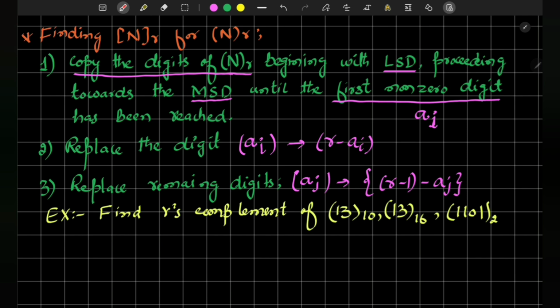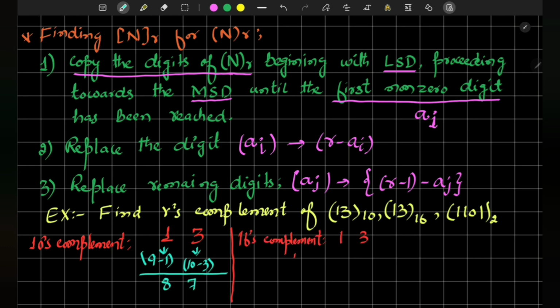Let us first go with the 10's complement. As per point number 1, we have to start with the least significant digit. Here we find that the least significant digit is itself 3, which is a non-zero digit. So we have to replace this by r minus 3, that is 10 minus 3. And all the remaining digits are to be replaced by r minus 1 minus that particular digit, that is 9 minus 1 here. So the 10's complement of 13 is equal to 87.